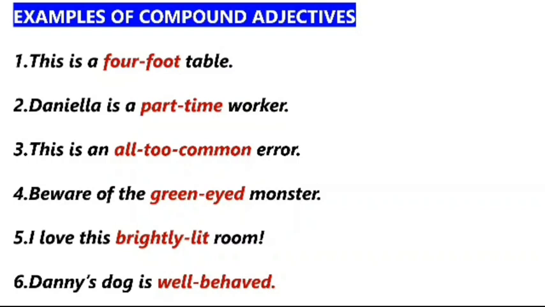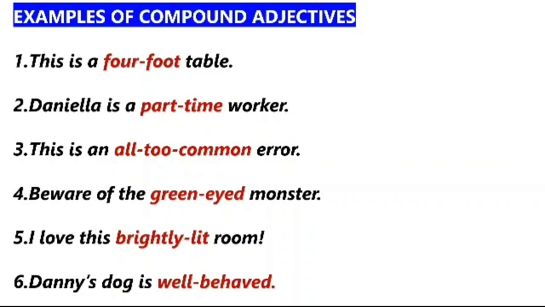Fourth, be aware of the green-eyed monster. Fifth, I love this brightly lit room. Sixth, Danny's dog is well behaved. As you can see, in every example there is a hyphen between the adjectives. So you also have to insert the hyphen while writing examples of compound adjectives.